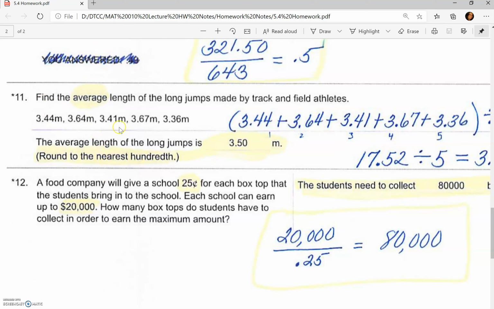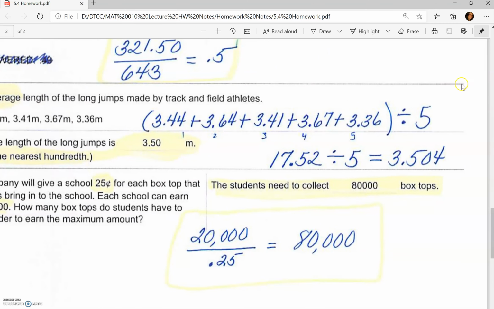Number 11 is talking about the average. And the average, how you come up with that equation, you add each item. And then you count how many there are. 1, 2, 3, 4, 5. So once you're done adding it up and you come up with your total, then you divide it by 5.